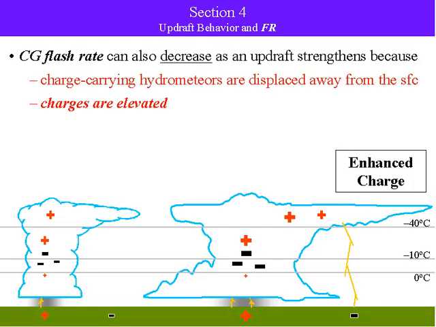Now, in addition to this enhanced charge mechanism, we have something else going on. Let's say we have a supercell, and suddenly the updraft increases dramatically. So we have one of these pulses going on where the updraft strengthens dramatically. What does that do to these charge-carrying hydrometeors, these negatively charged graupel particles, and the positively charged ice crystals above? Well, what it would do would be to at least temporarily loft them further up into the storm. That takes the negative charge further away from the surface, which would actually tend to decrease the flash rate for these negative CGs, mainly because the negative charge is so far from the surface, discharge has a difficult time occurring.